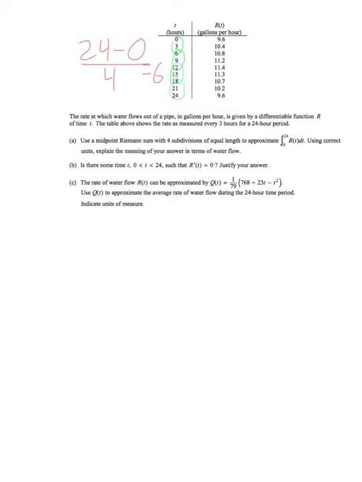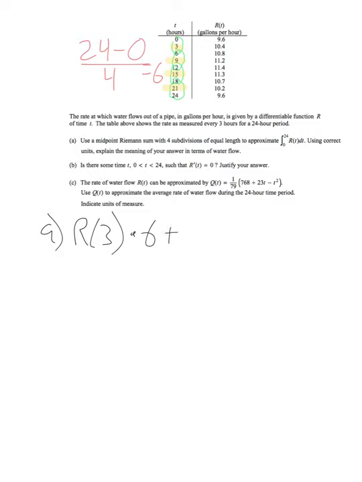And so then I have these midpoints of each of those: 3, 9, 15, 21. When we have a midpoint sum, or a left endpoint sum, or a right endpoint sum, that's telling us what x coordinate or input coordinate you're going to plug in to find the height of your rectangle. So for part A, my first rectangle is going to be R of 3. That's how I'm going to find the height, and that's going to go from 0 to 6, which is of course a width of 6.